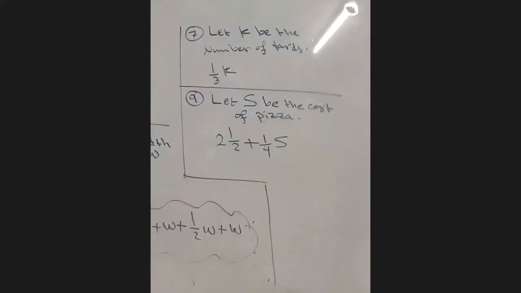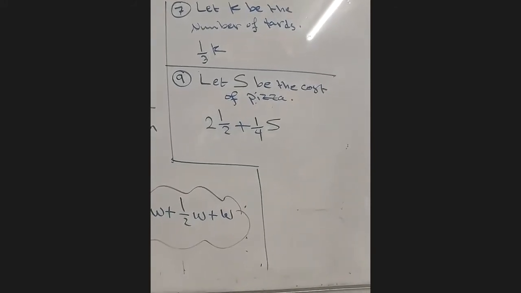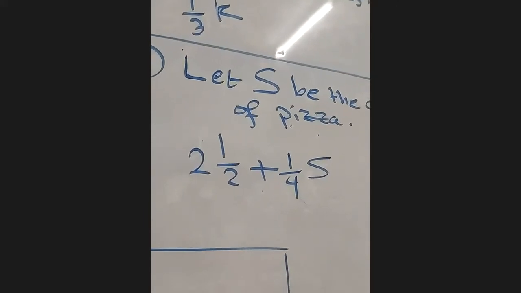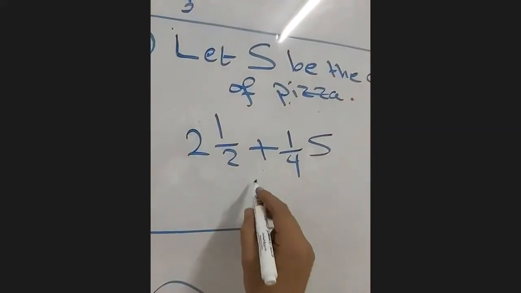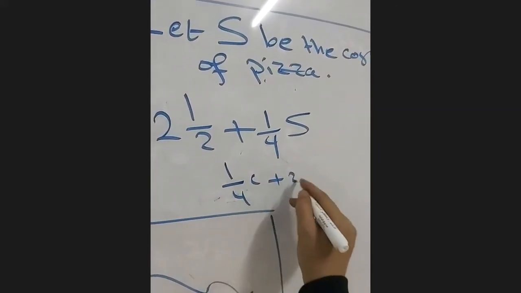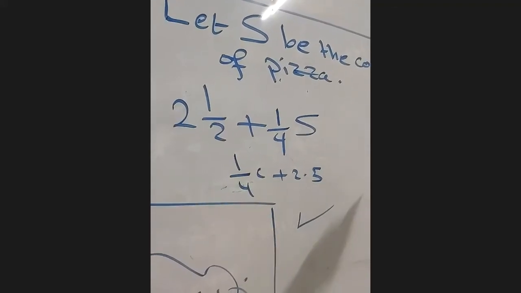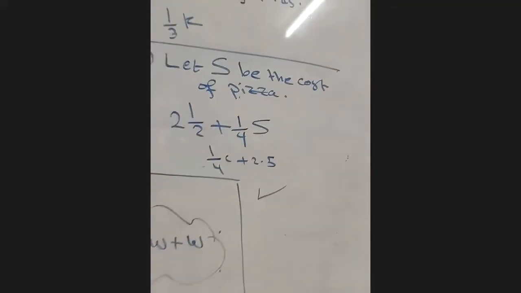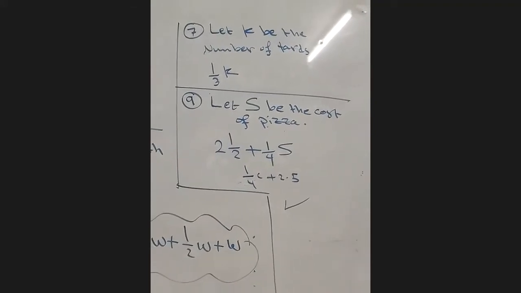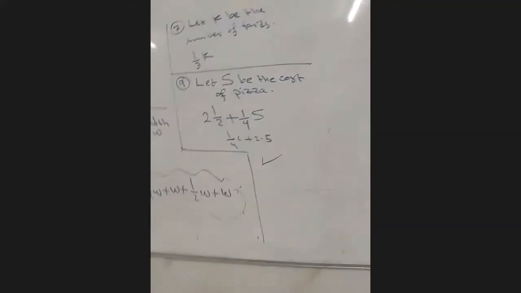Sir, in question 9, I wrote, let C be the cost of pizza, and I wrote 1/4C plus 2.5. Sorry, 1/C plus 2.5, like this. Yes, and also I have a question. I don't understand question 6.